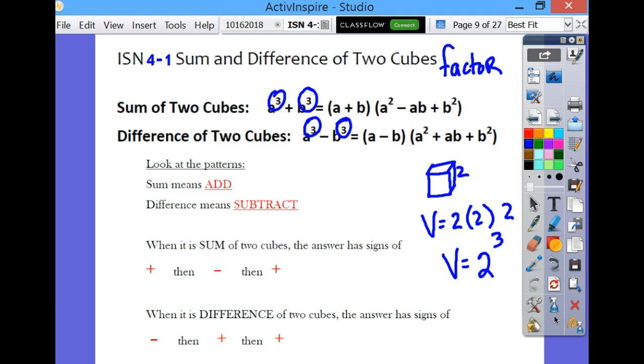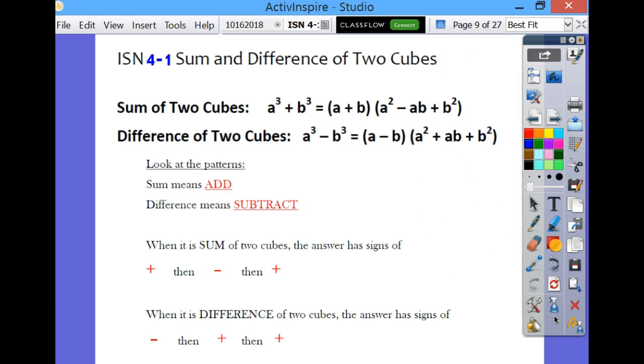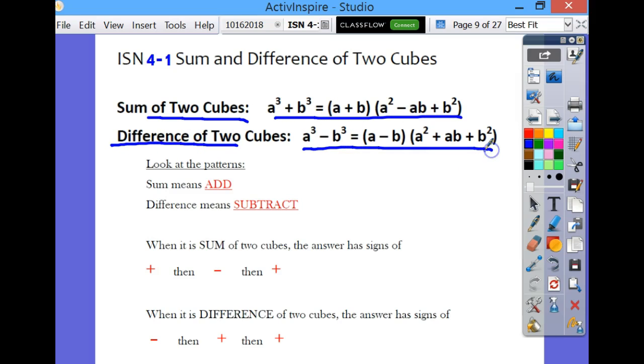And we are going to be factoring these 2 special kinds of cubes, the sum of 2 cubes and the difference of 2 cubes. And we have a formula. See the formulas? What's the difference in the two formulas? Please fill those in on the first page. See where those go?